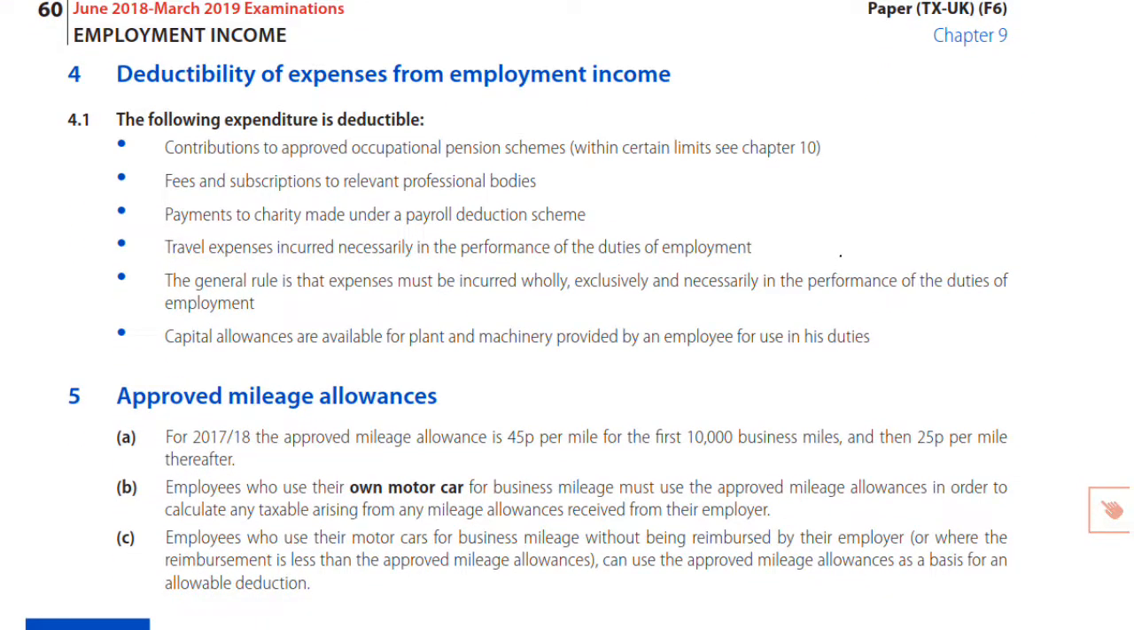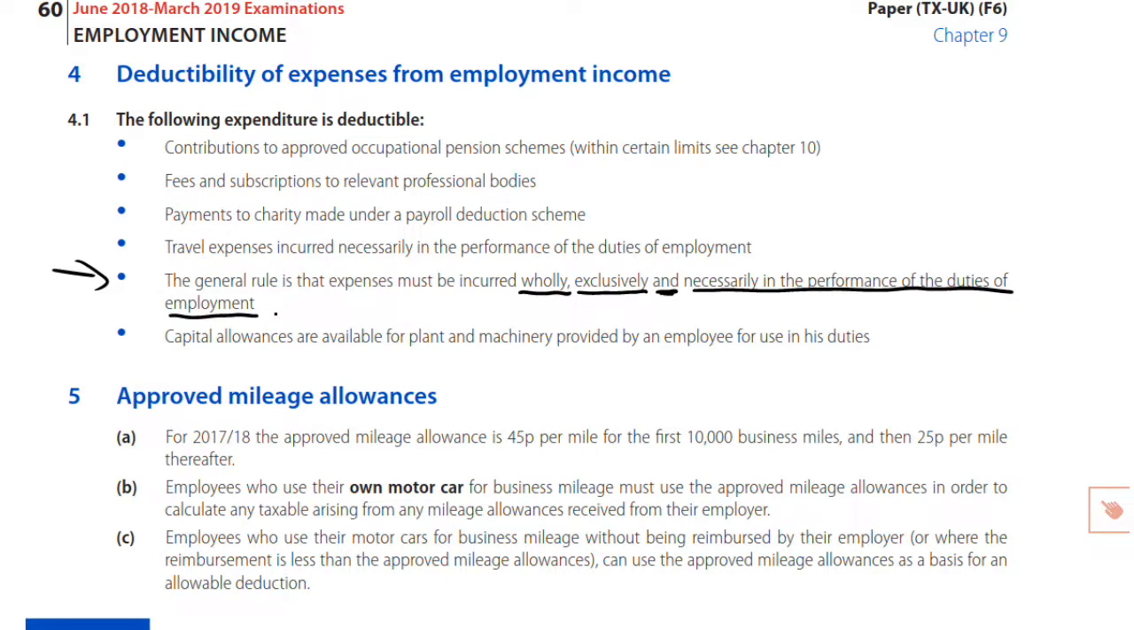There may be expenditure that is incurred by the employee that is actually allowable. Now, it's not easy to get expenses allowed against employment income. What we have is, and we'll go to it to begin with, a general rule of allowability, which if you're uncertain about any particular item, you come back to this particular provision. And that is, to be an allowable deduction against your employment income, the expense must be incurred wholly, exclusively, and necessarily in the performance of the duties of employment.